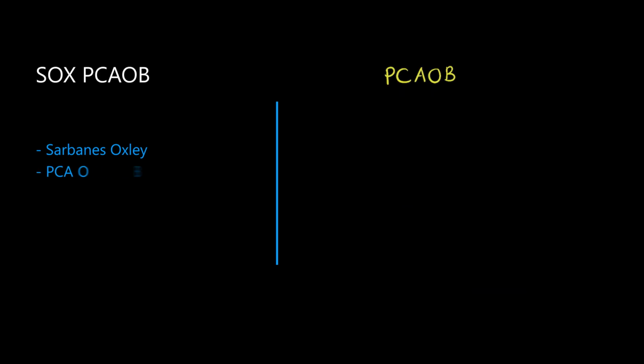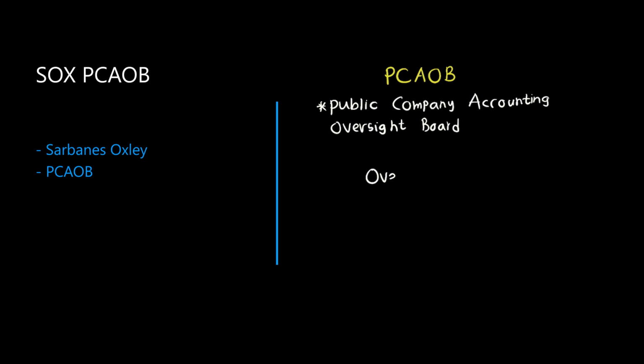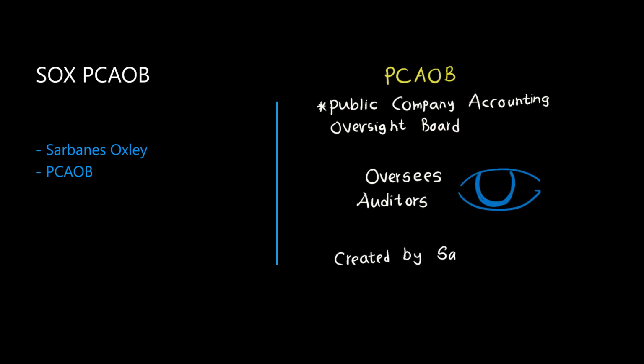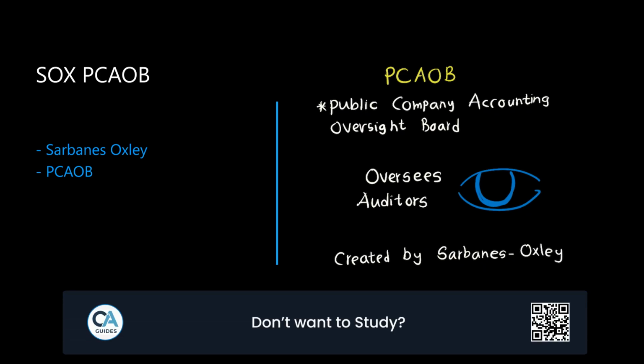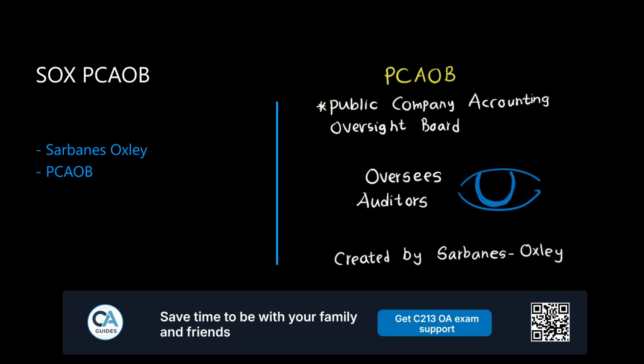The Public Company Accounting Oversight Board, or PCAOB, was created by Sarbanes-Oxley. This board oversees auditors of public companies. They register audit firms, set auditing standards, inspect audits, and can discipline auditors for violations. Before this, the accounting profession largely regulated itself.